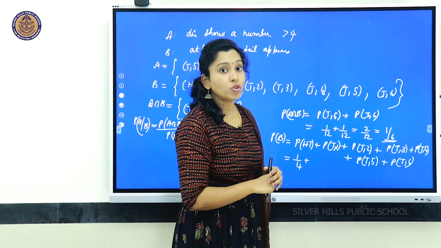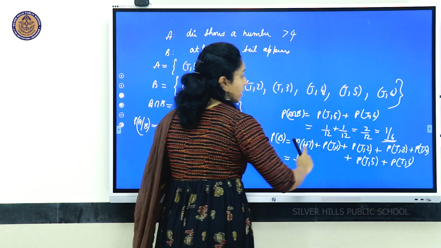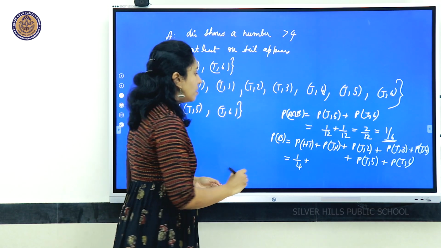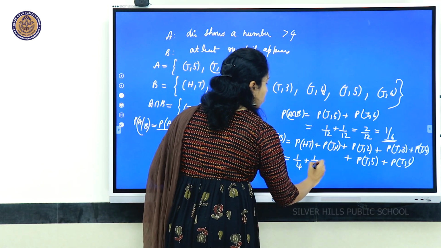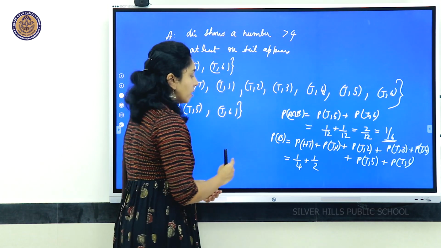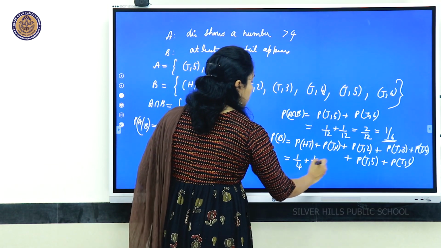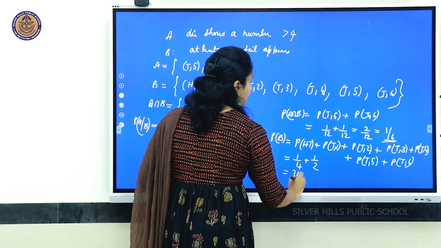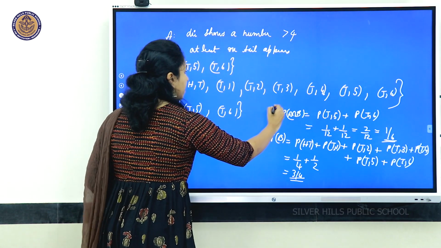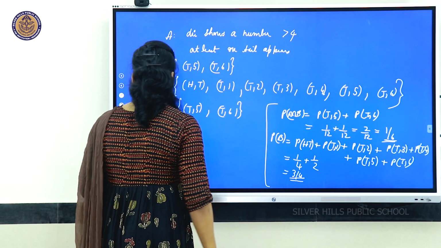So, how many 1 by 12 will come? You will be getting 6 outcomes. Now, 6 into 1 by 12, that is 1 by 2. Okay, when you add all these, 6 times 1 by 12 comes. So, what is 1 by 4 plus 1 by 2? You get 3 by 4. That is also ready. Now, we just substitute in the formula.